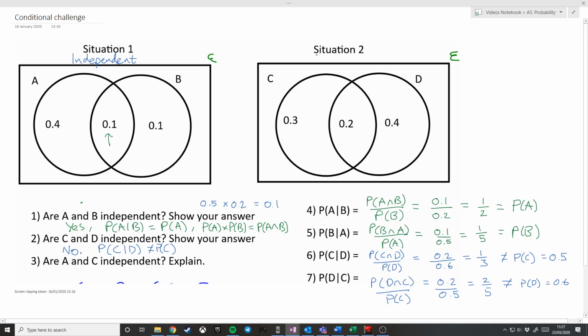It's a bit of a cheeky one. You might be tempted to say yes, they're independent, because they're in different Venn diagrams. A is here, C is here. But actually, the answer is, we don't know. We don't know if they're actually in the same situation. They're definitely not presented in the same situation here, but situation 1 and 2 could be the same situation. So the answer is we don't know. We would need more information. They might be, they might not be.